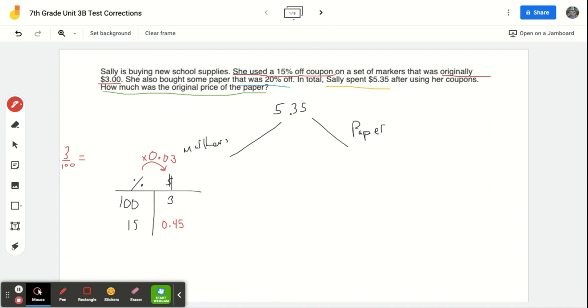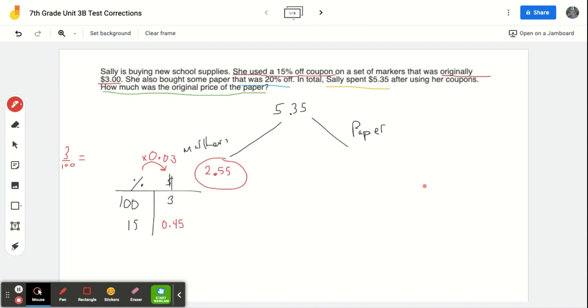All right, so 15% off. If she originally paid $3 and 15% off means that we're going to subtract whenever you take a coupon and use it, 45 cents, the total amount that she used for the markers is $2.55. So that's what she paid for the markers after the coupon.